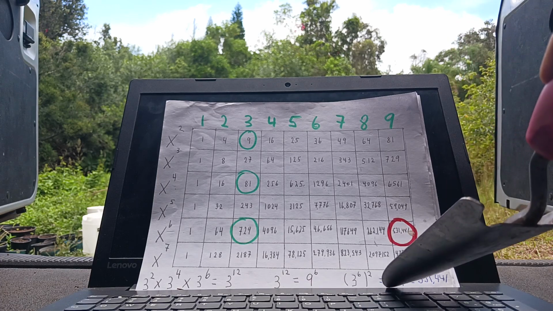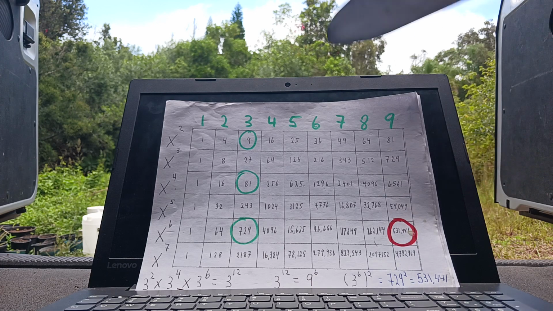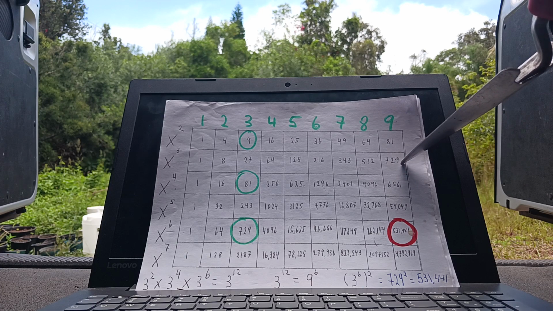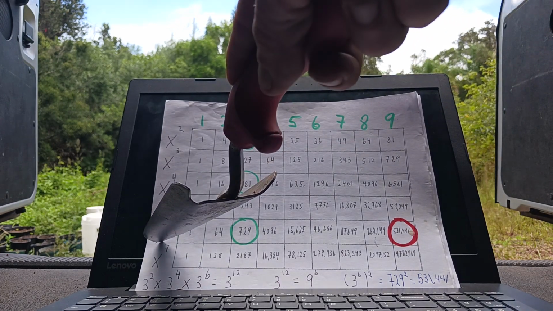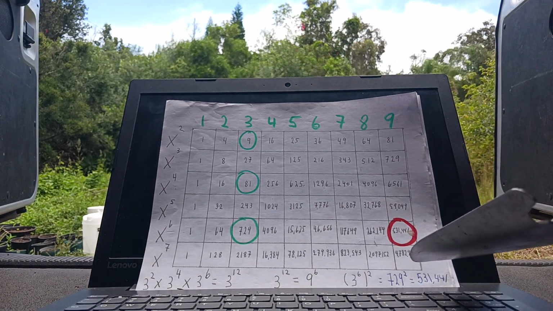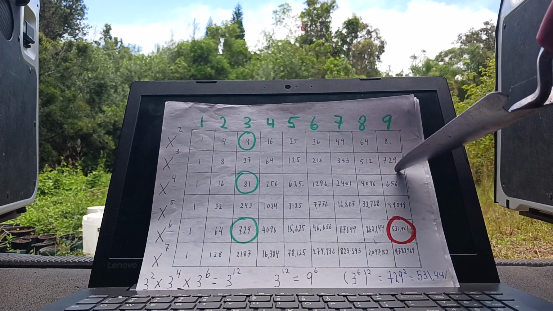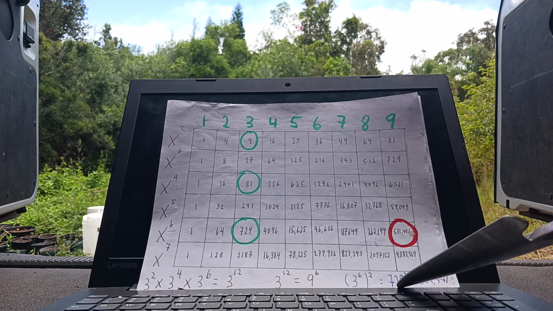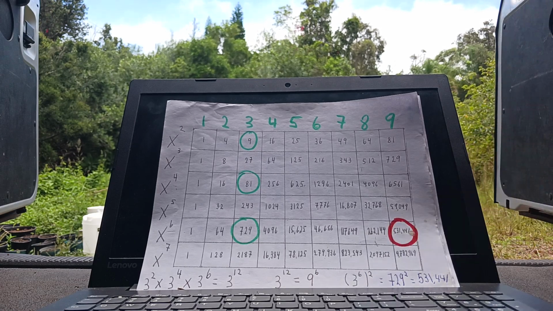3 to the 6 is 729. 729 squared. 9 to the 3rd squared. 729 squared. 3 to the 6 is 9 to the 3rd squared.